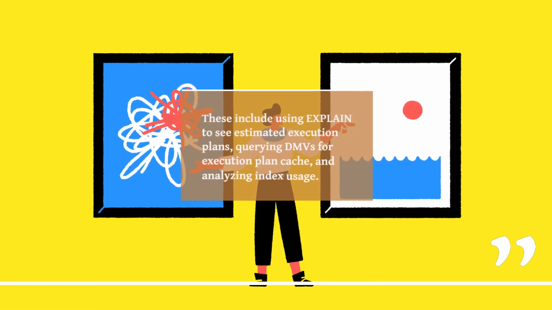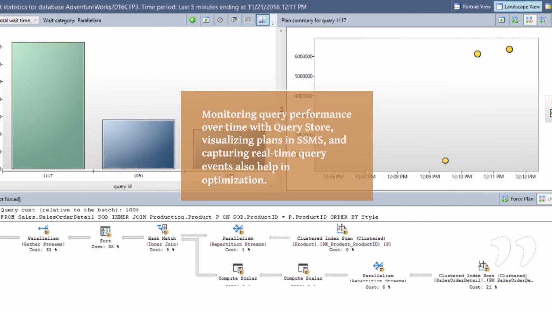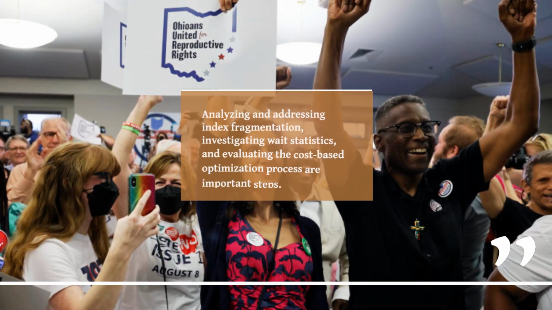These include using Explain to see estimated execution plans, querying DMVs for execution plan cache, and analyzing index usage. Monitoring query performance over time with Query Store, visualizing plans in SSMS, and capturing real-time query events also help in optimization. Analyzing and addressing index fragmentation, investigating wait statistics, and evaluating the cost-based optimization process are important steps.